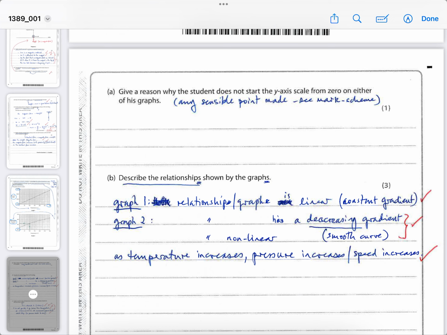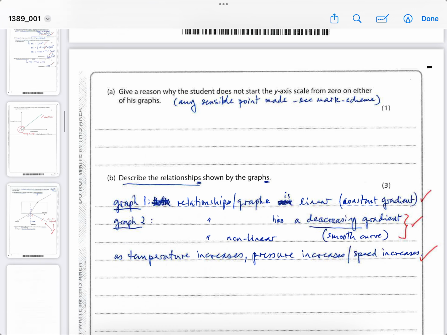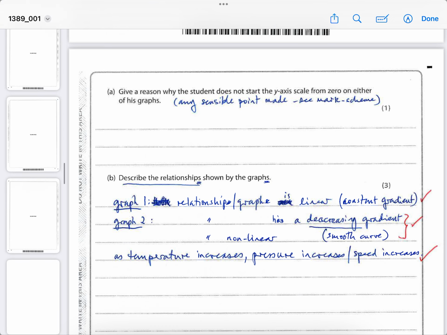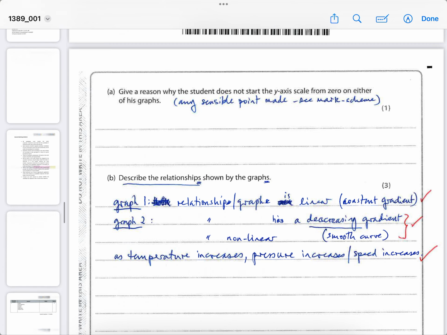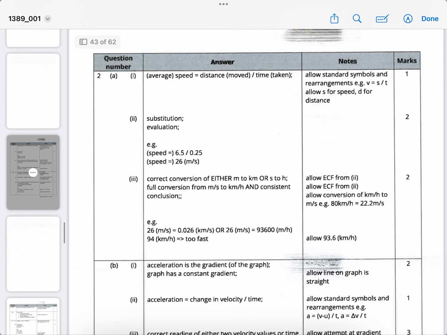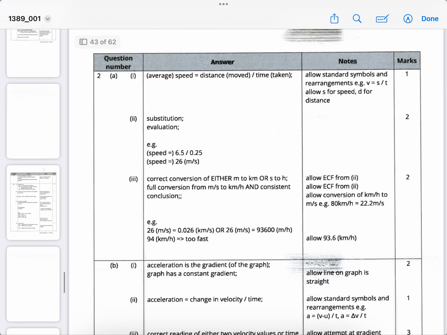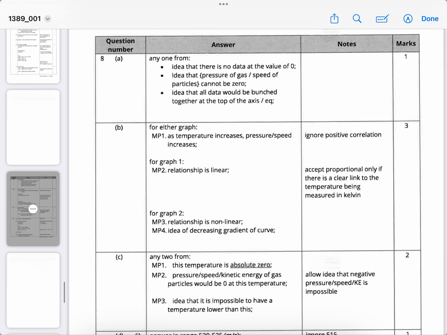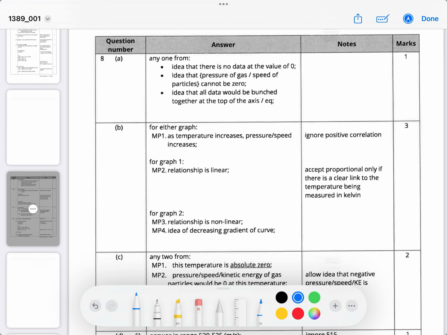So let's actually go and have a look at the mark scheme for question 8. I'm sure I have it. Yeah, normally I attach the mark scheme to my answers, so I can refer to it. So that there is no data at a value of 0 degrees centigrade. These are the points that they're making.